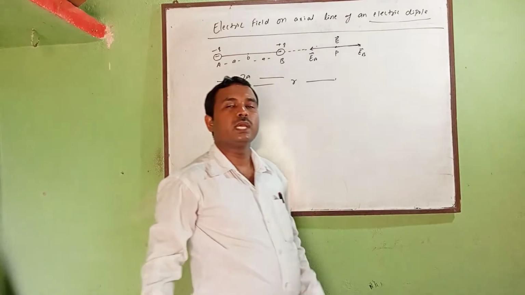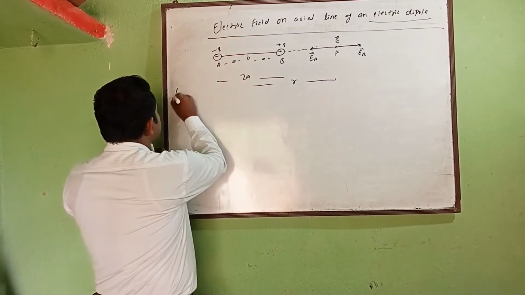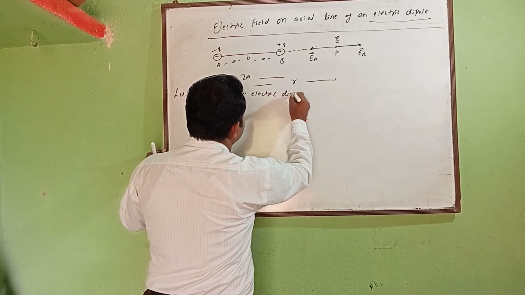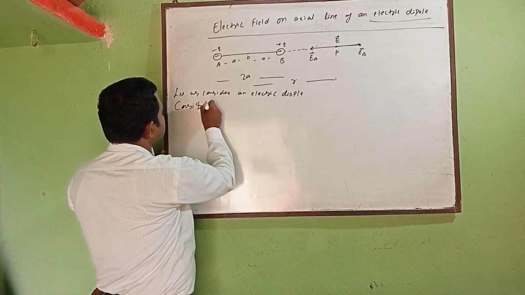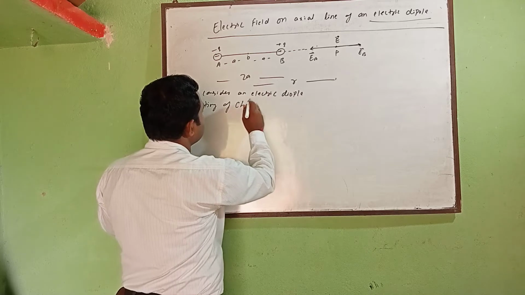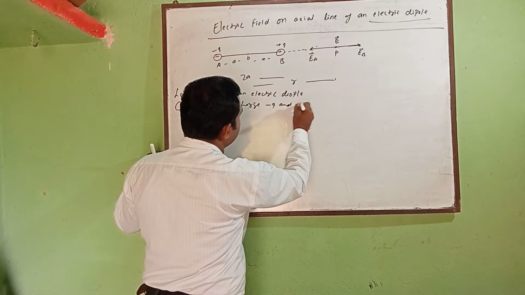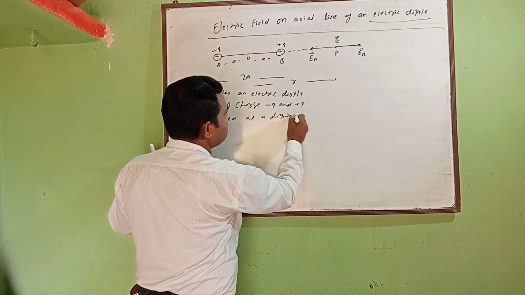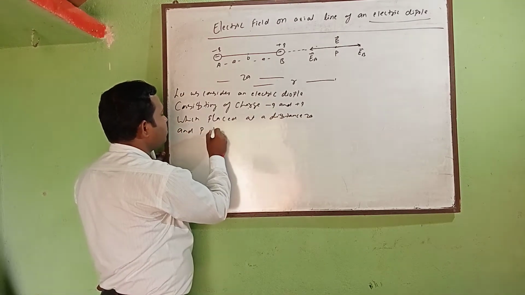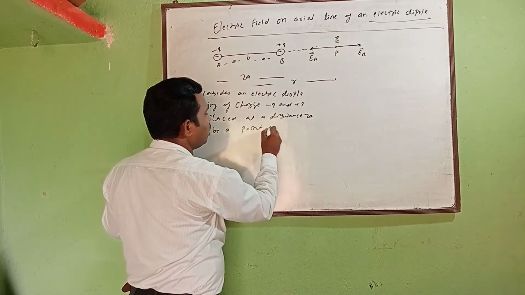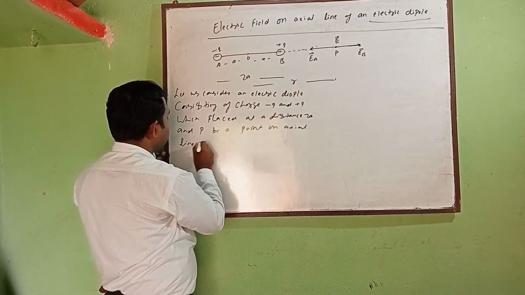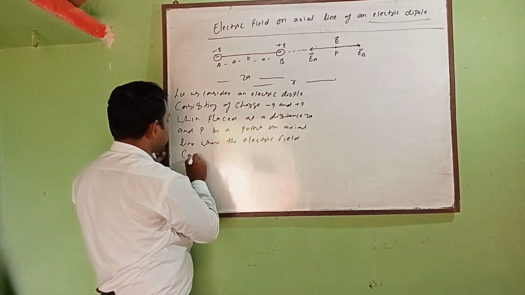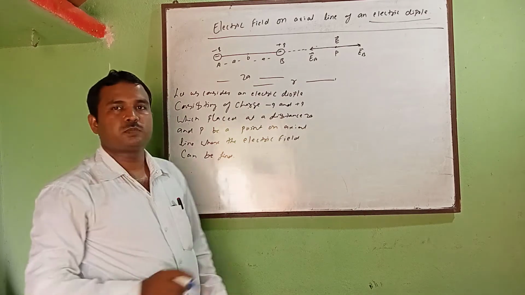So first you write this. Let us consider an electric dipole consisting of charges minus Q and plus Q, placed at a distance 2A, and P be a point on the axial line where the electric field can be found. Okay, so this is the theoretical part that we have to mention.